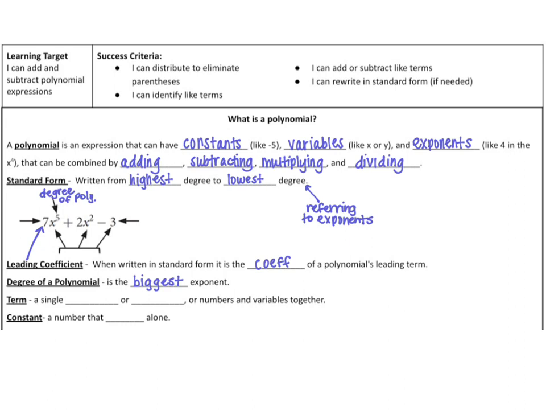All right, and now what's a term? I've been using that word a couple times. You've probably heard it before. Well, a term is a single number or variable. Or it could be numbers and variables combined together. So in each of my 3 instances that are separated by either a plus or a minus, the 7x to the 5th power, the 2x squared, and the -3 are all terms.